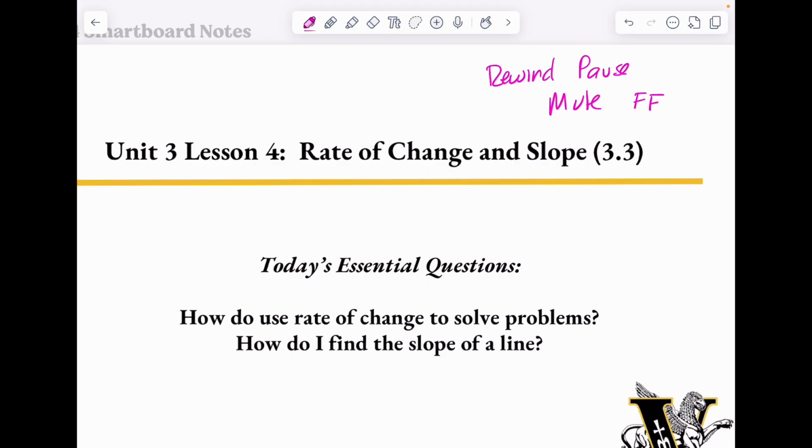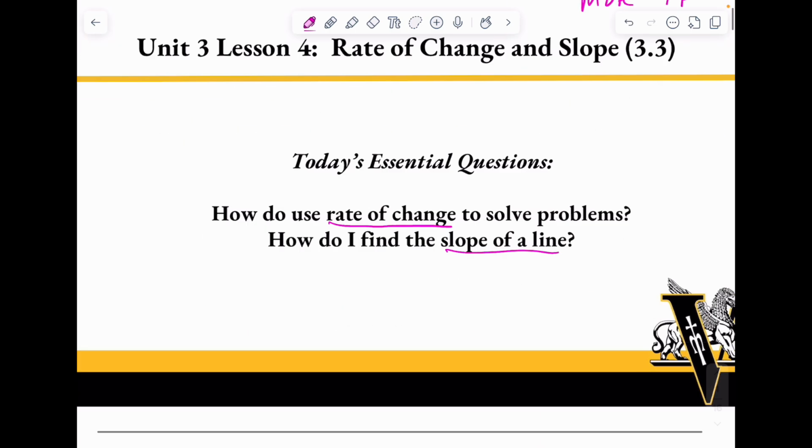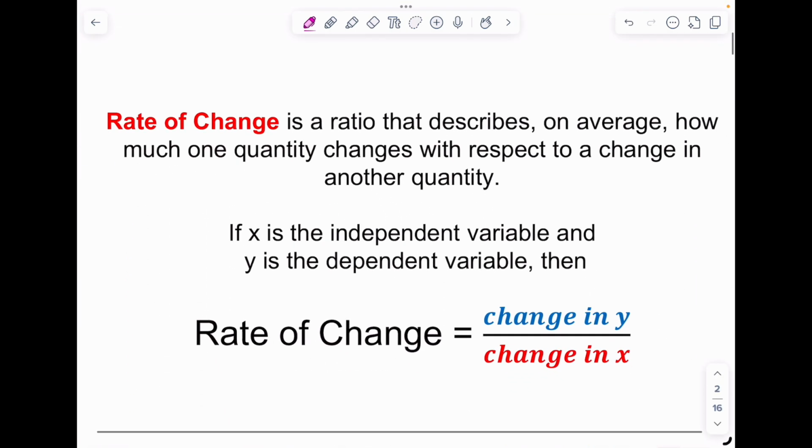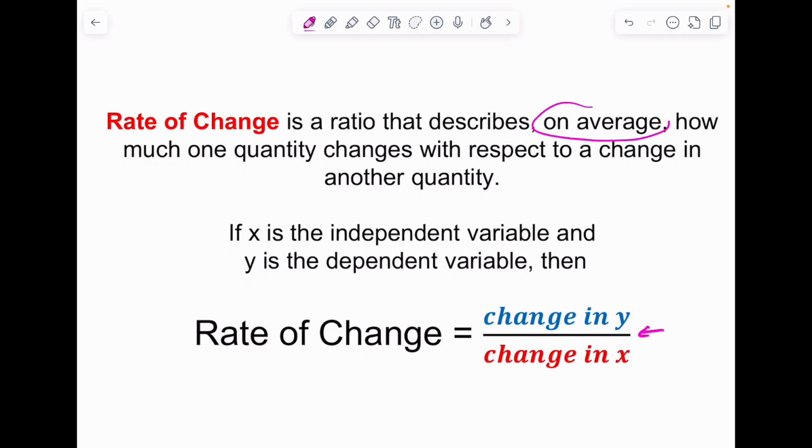All right, we're hoping that at the end of this lesson you understand how to use rate of change to solve problems and to determine the slope of a line. So the rate of change is a ratio. Remember, that's a comparison of two things. Notice how we've got that fraction bar down here. That on average, so it might not be exactly all the time, but on average, how much one quantity changes with respect to a change in another quantity.